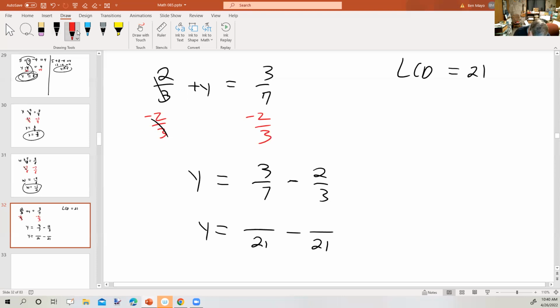I'm going to multiply the first fraction by 3/3, which gives us 9 over 21. I'll multiply the second fraction by 7 over 7, which gives us 14 over 21. So now y equals 9 minus 14 is -5 over 21, and that doesn't reduce any further. Any questions about that?